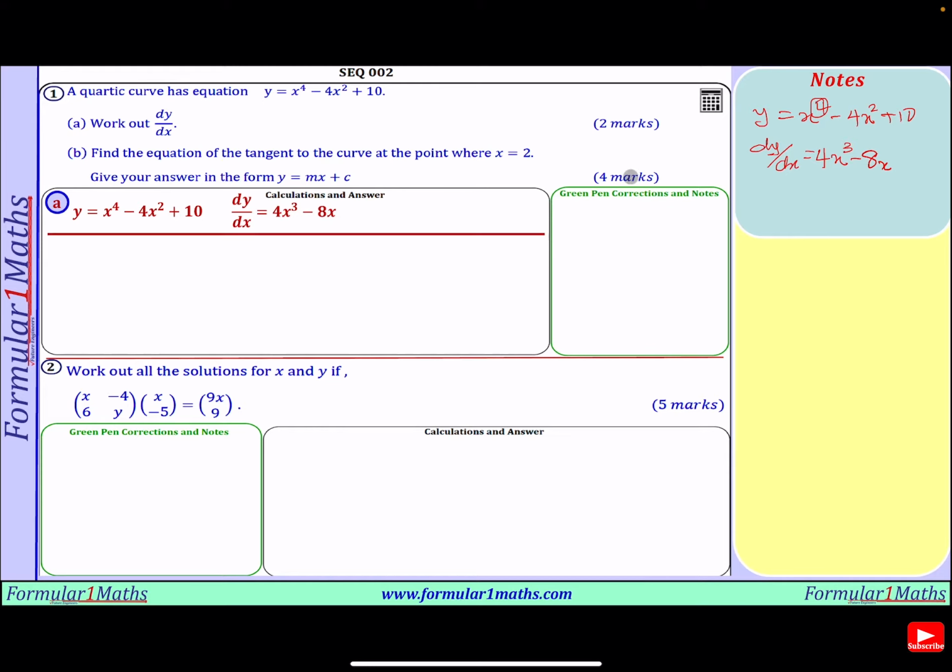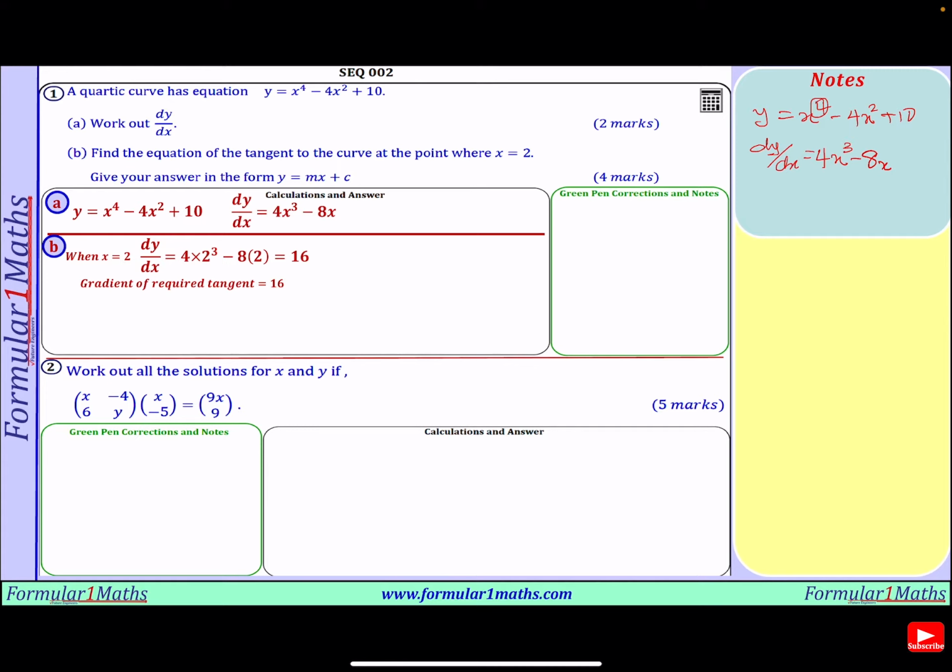For B, we need to find the gradient of the tangent to the curve at a point where x equals 2. So we substitute x equals 2 into dy dx, which is the gradient function at any point on the curve. So when x is equal to 2, dy dx is equal to 16. So this is the required gradient of the tangent.